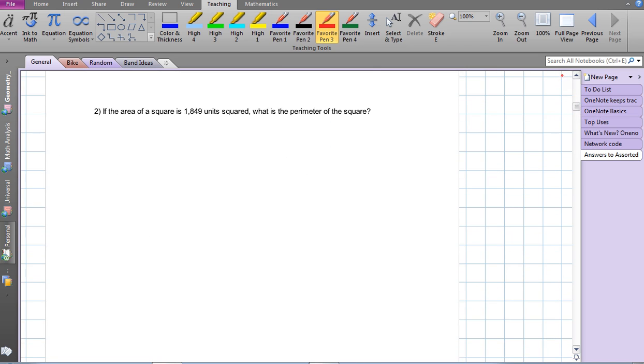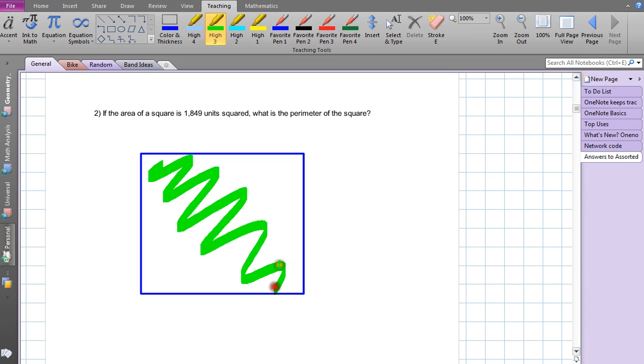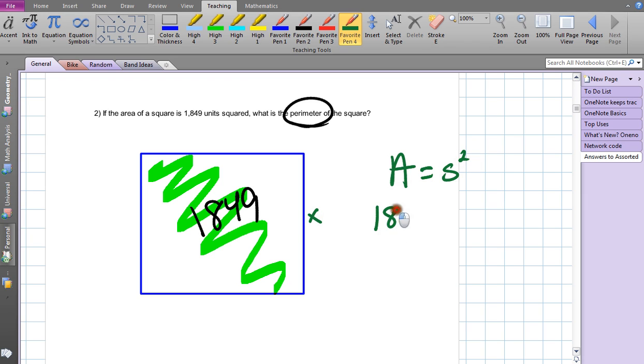Number 2 is also dealing with a square, but this time they tell us the area. The entire area is 1,849 square units, and we want to find the perimeter. Once again, it would be nice to know the side. If the area formula is side squared, and we already know the area, we can solve for s. How would we do that? We square root both sides. When I take the square root of 1849 in my calculator, we get 43.